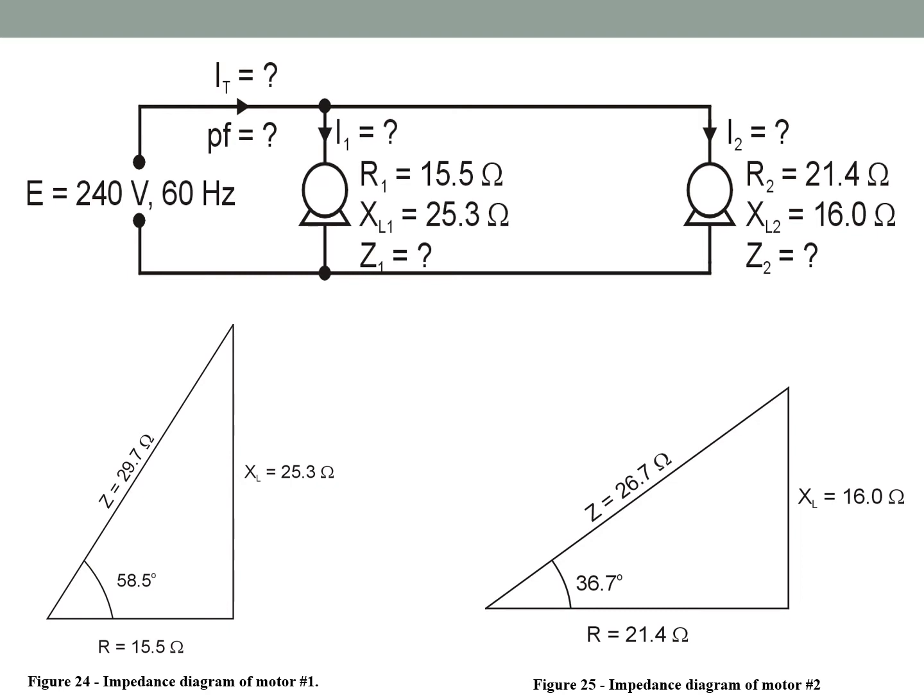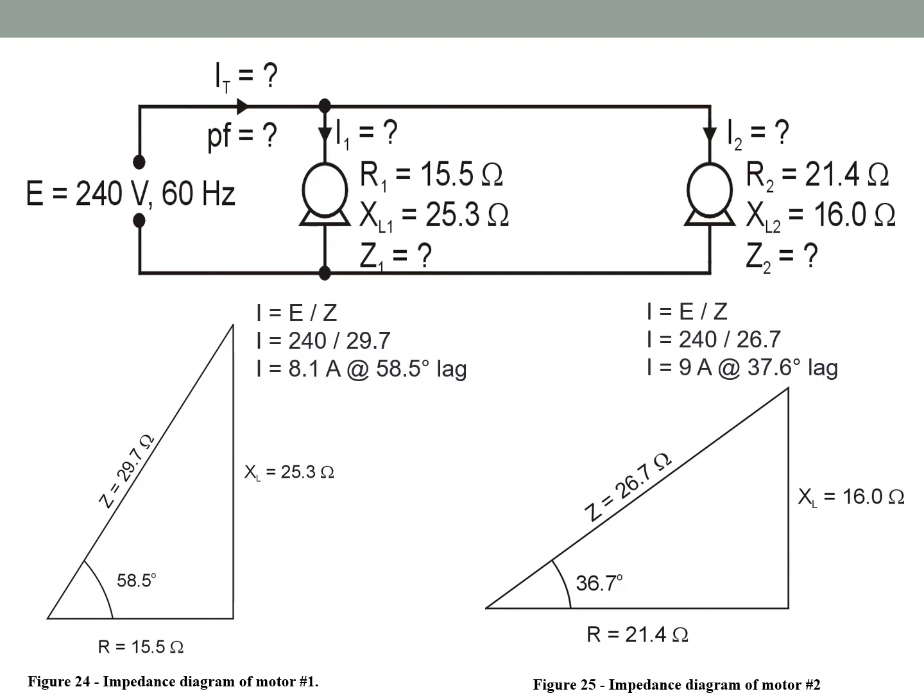For motor number 1, I have a Z value of 29.7 ohms at 58.5 degrees, and motor 2 has 26.7 ohms at 36.7 degrees. Now that I have the Z value of each branch, I can continue on to find my total current for each motor as well.